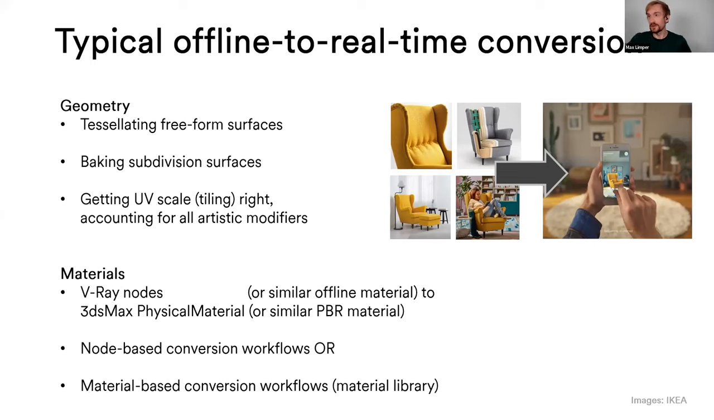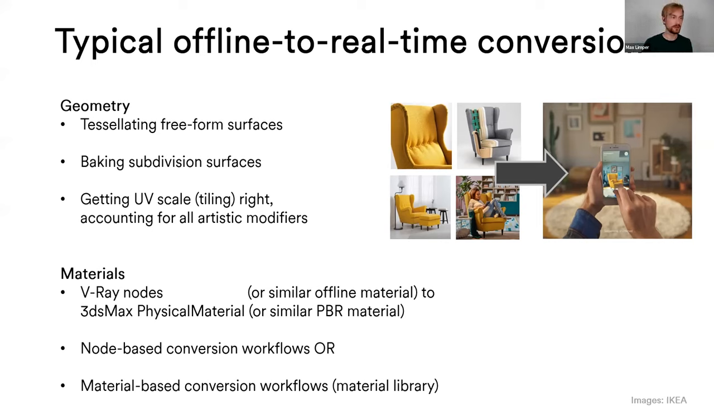And V-Ray nodes can also contain non-PBR properties that are more like artistic expression. And this conversion can be done on a node-by-node basis, basically. So let's say I have a V-Ray node and I want to translate it into a physical material. So I walk the whole graph that is connected to it and go over all the slots and figure out how I can maybe bake maps there and so on.